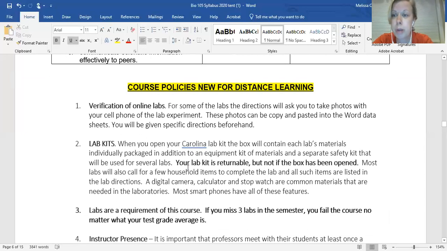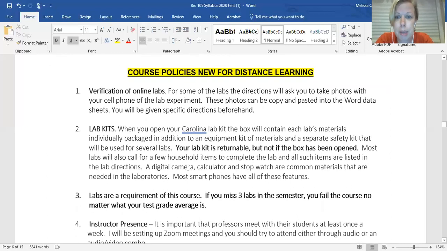Now, there are some new policies due to distance learning, and that is that the way that you're going to prove to me that you did labs is that you're going to have your smartphone and take pictures. You could take pictures using a digital camera if you don't have a smartphone, but you will need to provide picture evidence that you did the labs, and you're going to upload them into the documents and submit them on Blackboard, and there'll be instructions for that.